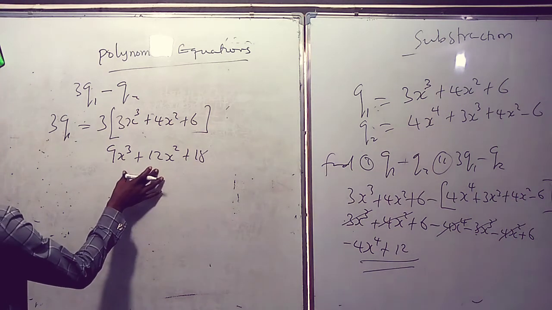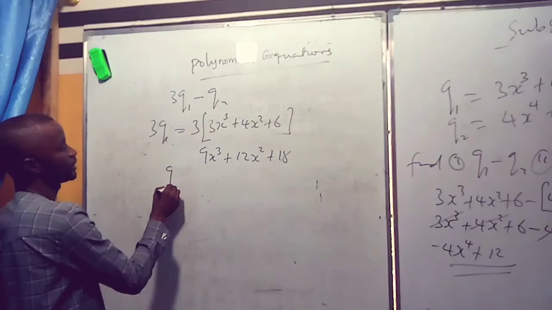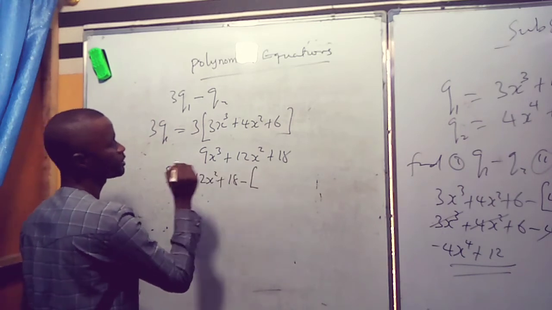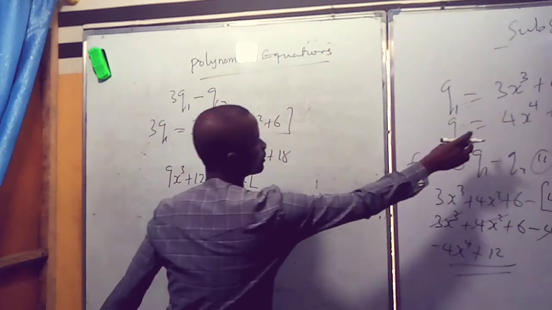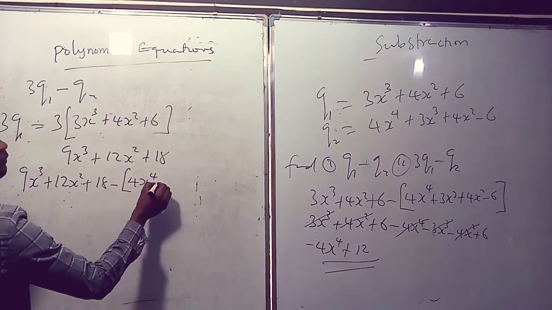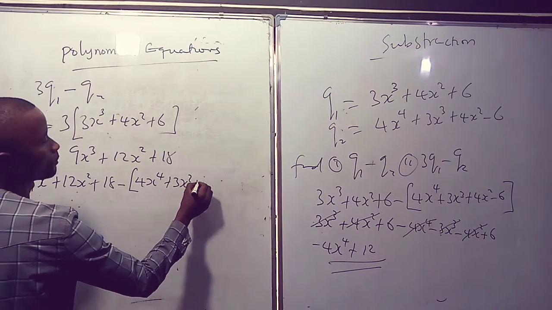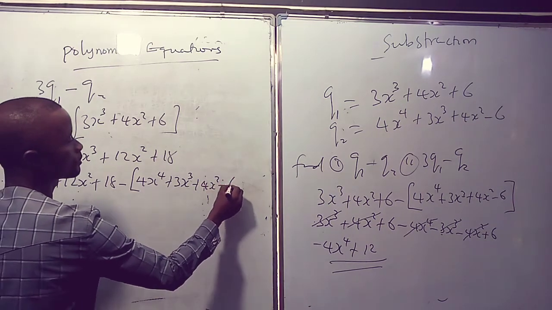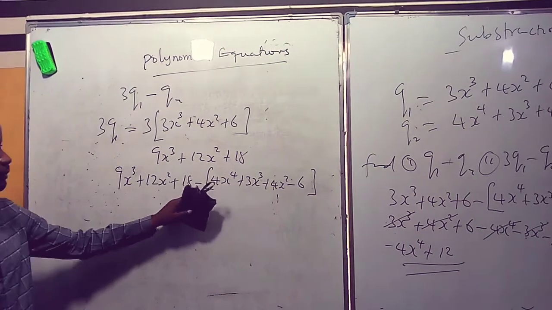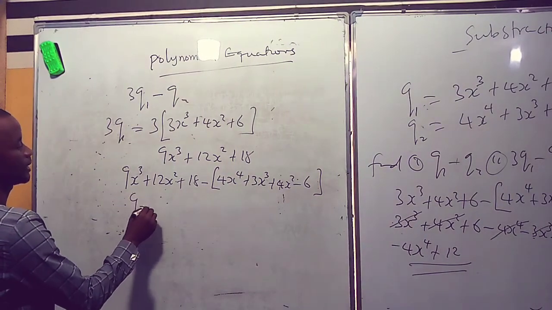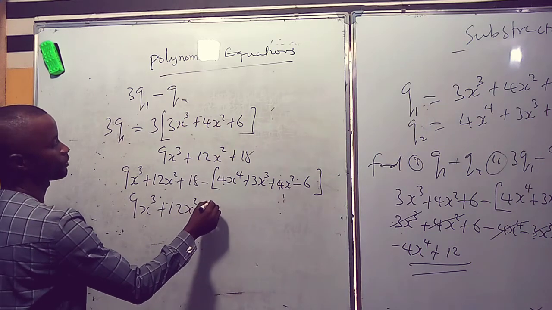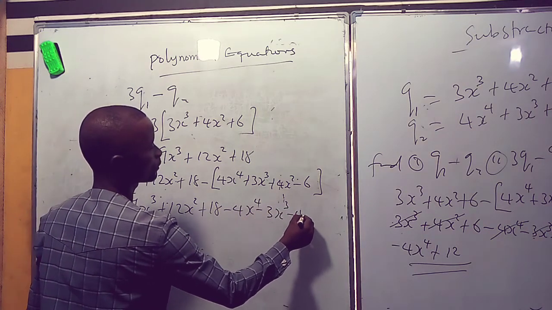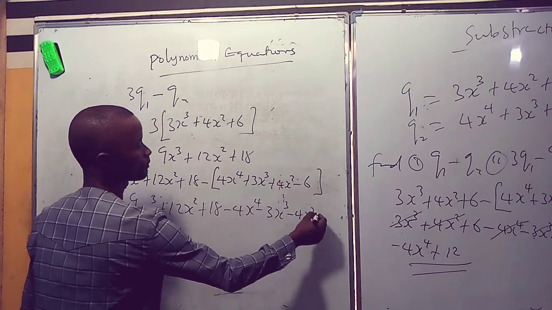Now we have your 3Q1. Let's minus: 9x raised to power 3 plus 12x squared plus 18 minus, open the bracket, don't forget, Q2. What is Q2? 4x raised to power 4 plus 3x raised to power 3 plus 4x squared minus 6. You close the bracket. Remember that you need to open the bracket with the negative sign. That's 9x raised to power 3 plus 12x squared plus 18 minus 4x raised to power 4 minus 3x raised to power 3 minus 4x squared, minus times minus, that plus 6.